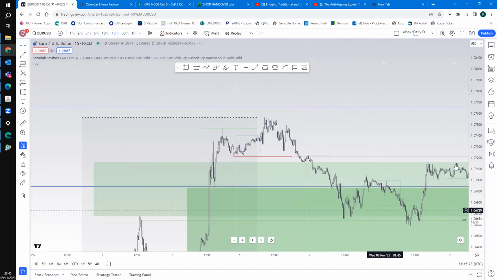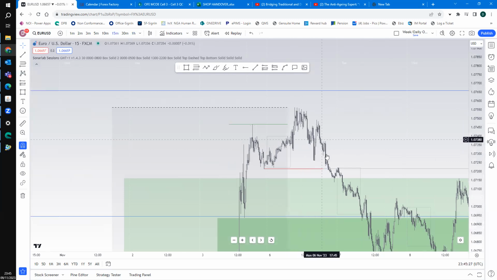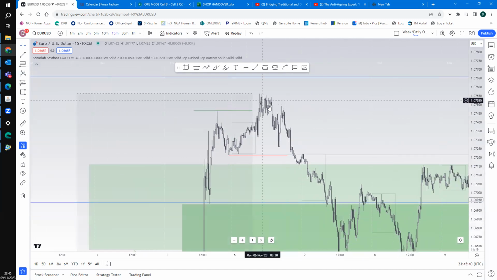this was all tradable as well, really, because we've got the bias that it was going to come in lower. So this fair value gap in here is probably what you would class as a low risk sell, covering the high with your stop loss and then riding it down a bit. I didn't take that trade. I wasn't 100% convinced at the time. So I just let the price play out.